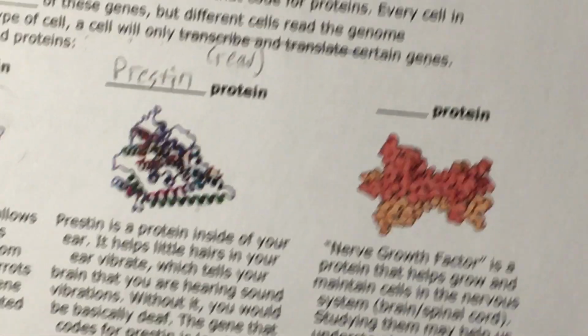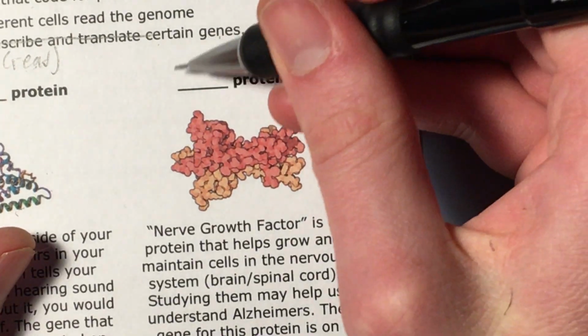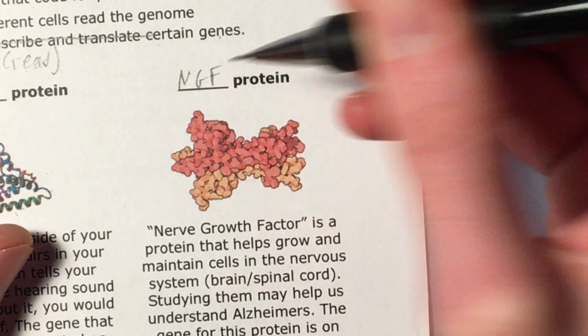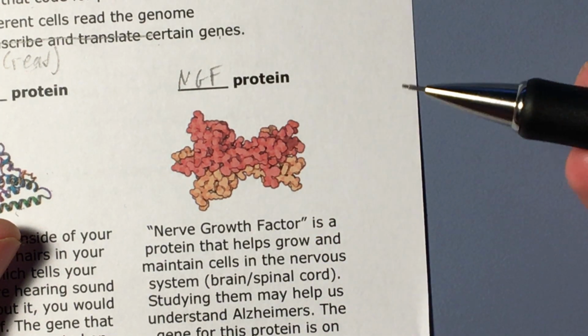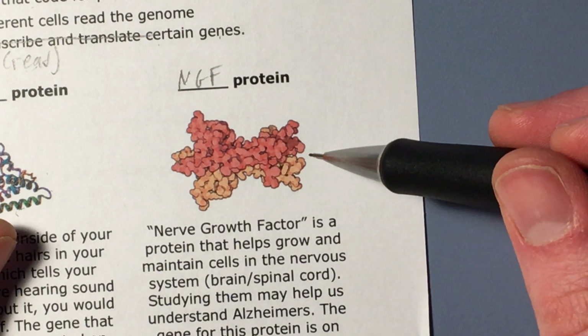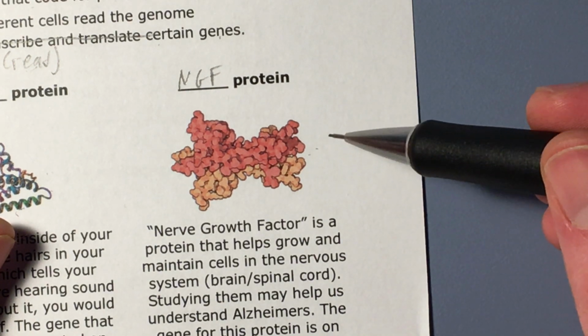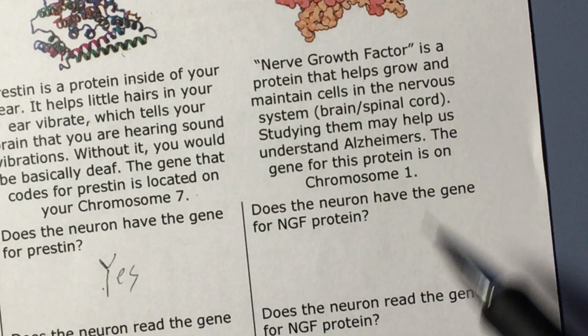Let's consider one last one. This is nerve growth factor protein, or NGF. Okay, it helps nerves grow. So we study this protein a lot to help us understand Alzheimer's. So let's look at the neuron here.